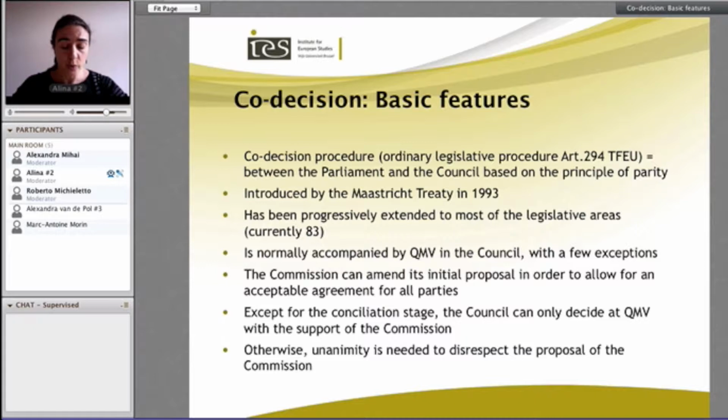The co-decision procedure was introduced in '93 with the Maastricht Treaty. Back then it was a big innovation, basically to strengthen the position of the Parliament in this interinstitutional triangle. Originally it applied just to 15 different fields of action of the European Union. Right now, after the entry into force of the Treaty of Lisbon, co-decision became basically the standard procedure for adopting legislation on European Union level, and it covers about 83 different areas.